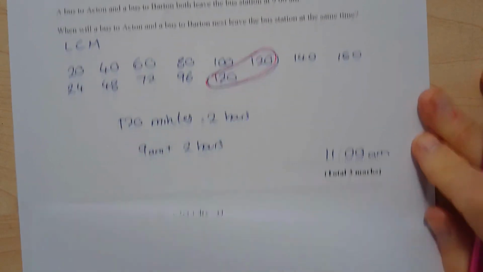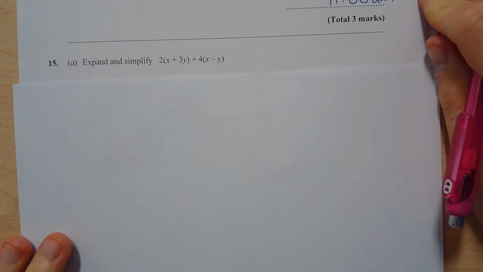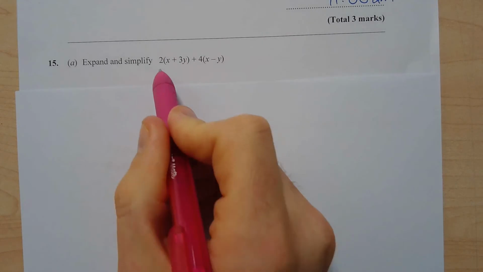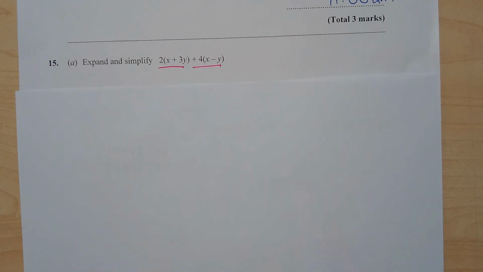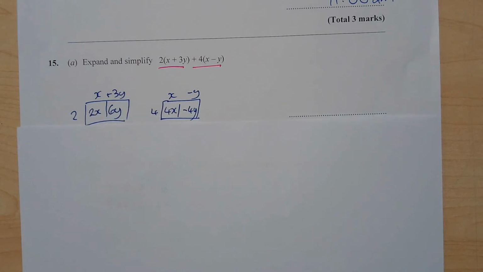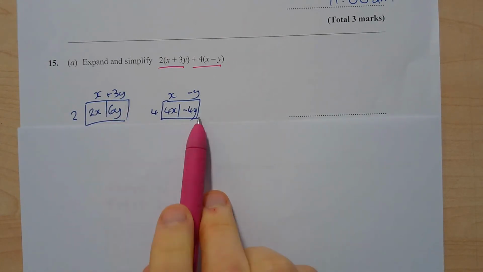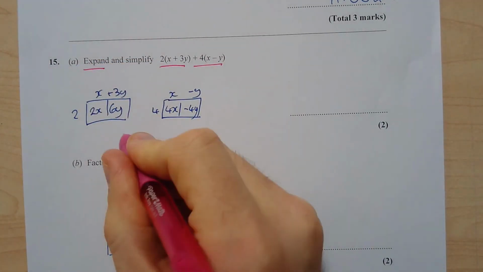Okay, what have we got here, question 15. Expand and simplify. So what I'm going to do is expand this bracket, making sure I've got my negative and my positive next to my 4. So we get 2x and positive 6y, 4x and negative 4y. So I'm just going to write that out because it's 2 marks. I've got 1 mark for expanding.